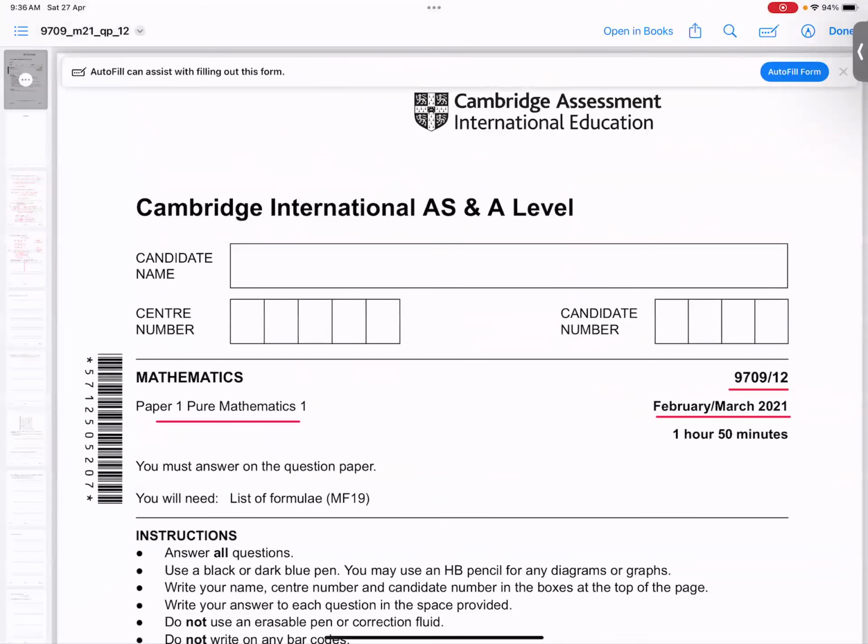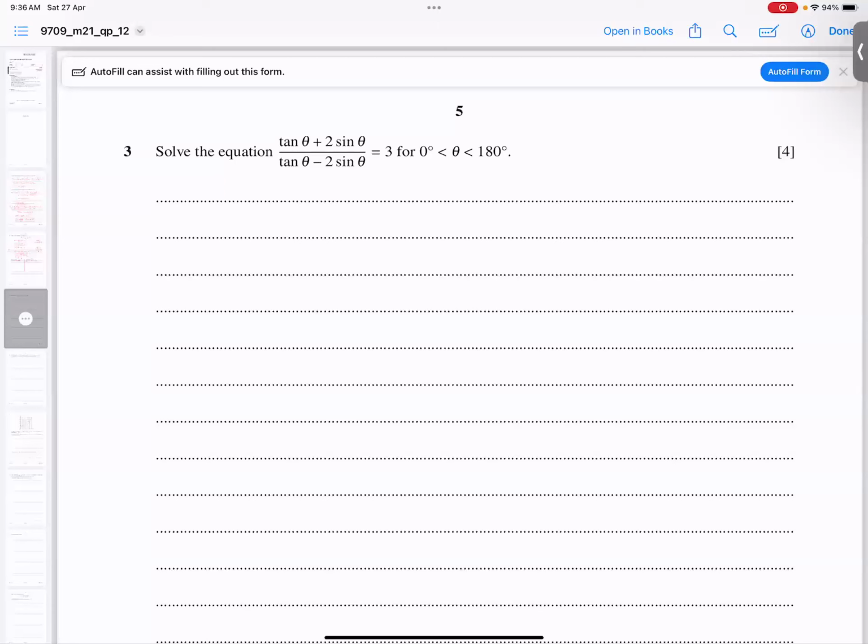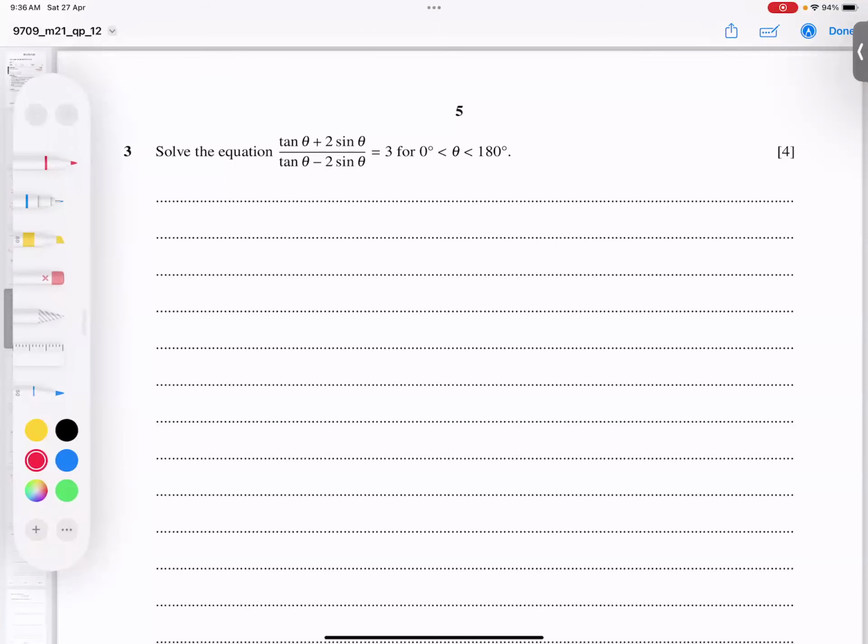Next part, we will go, inshallah, to question number 3. Question number 3, what is that? It says solve this equation. The problem is the tan. And tan basically, what? Tan theta is equal to sine over cos.